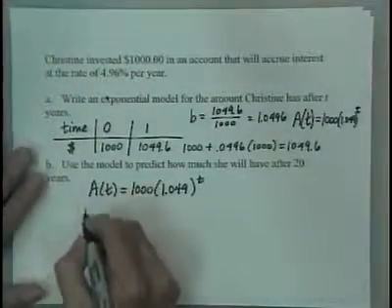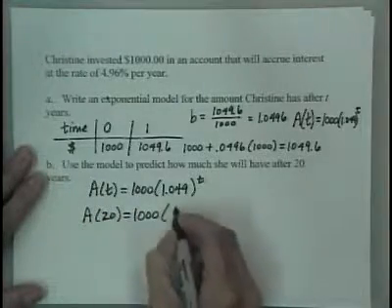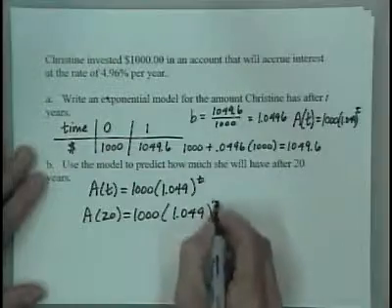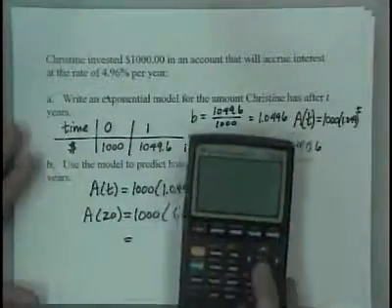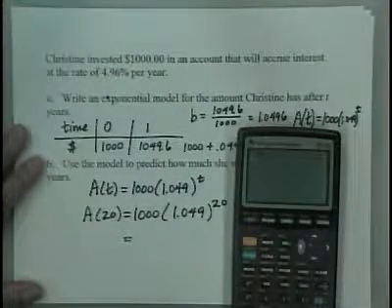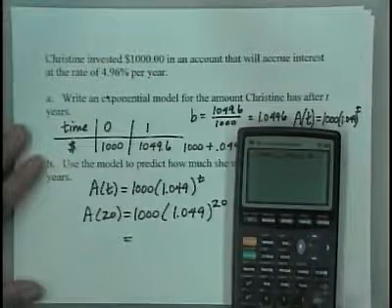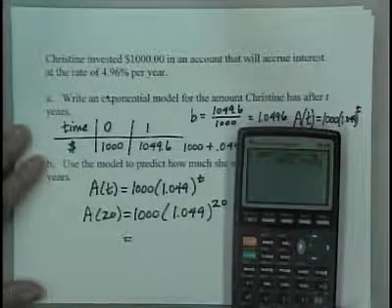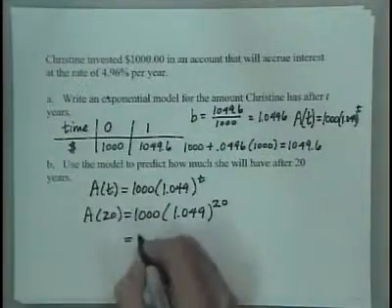Put in 20 for t, and we'll use a calculator to find this number. So on our calculator, we're going to enter 1,000 times 1.0496 to the 20th, and that's $2,633.16.